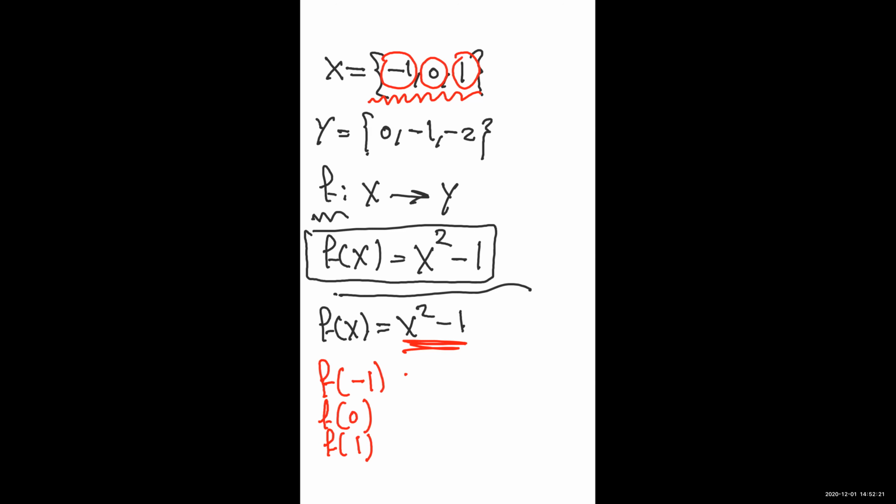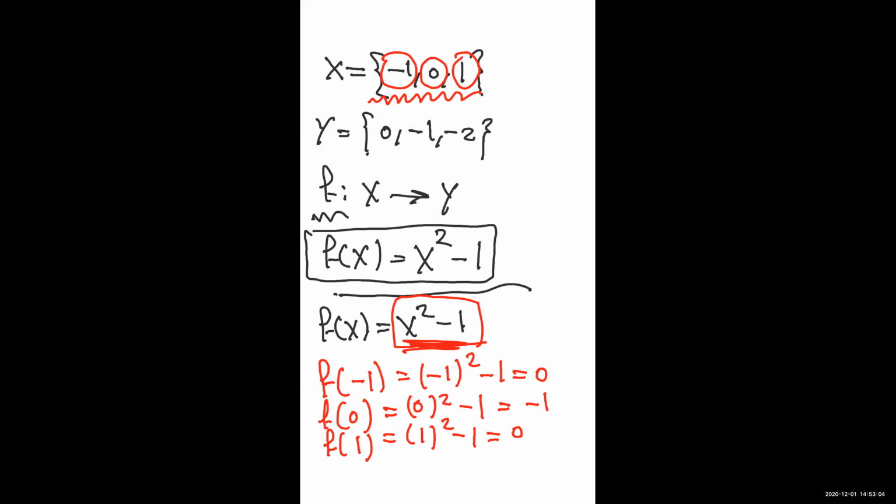So f of -1 now, x will equal -1. So this means -1 squared minus 1, and -1 squared means 1. 1 minus 1 means 0. F of 0 will equal x squared, which is 0 squared minus 1. So 0 squared means 0, minus 1 means -1. And then f of 1 will equal x squared, which is 1 squared minus 1. 1 squared means 1, so 1 minus 1 equals 0.